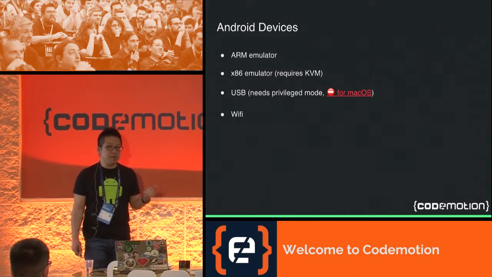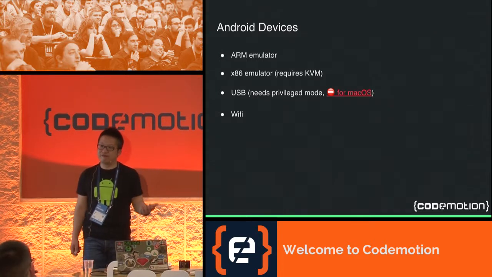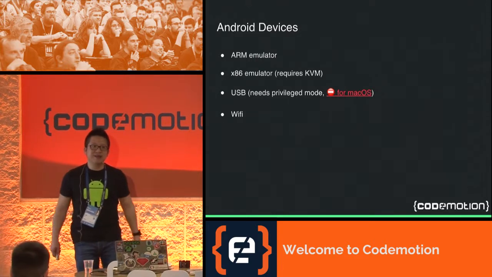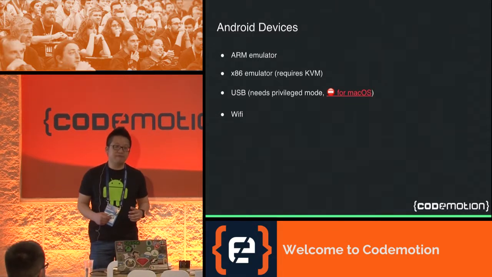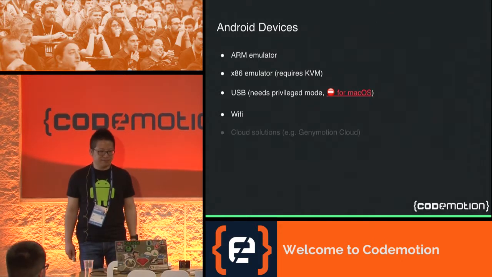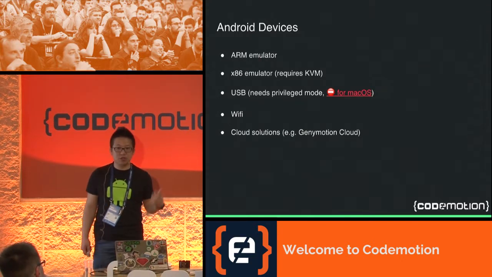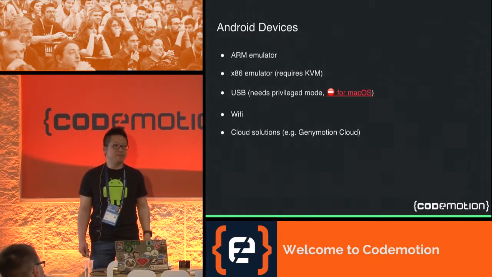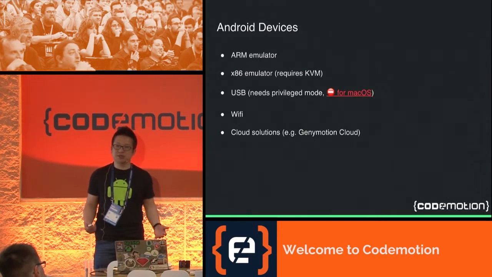And of course, ADB supports Wi-Fi. You can just connect to your physical device via Wi-Fi. No problem, it sounds great. But unfortunately, ADB is not perfect. You will have lots of headaches trying to configure ADB with Wi-Fi. Not great. But still, you can think about some other solutions, like cloud solutions, such as Codemotion. It's great. I would say that over 80% of the developers and testers use Codemotion for the purpose.